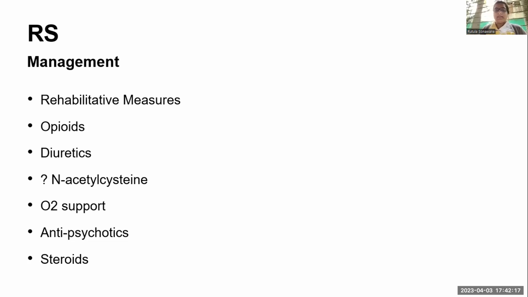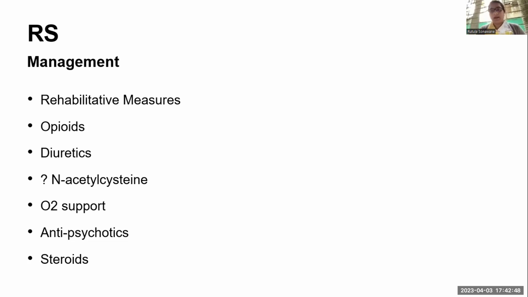Acetylcysteine, again, especially if there is a lot of thick mucoid secretions which is not coming out, or the patient is not able to cough it out very well, acetylcysteine will help thin it down and make it easier for chest physiotherapy exercises to expectorate it out after the nebulization. Oxygen support as and when needed, as already mentioned.